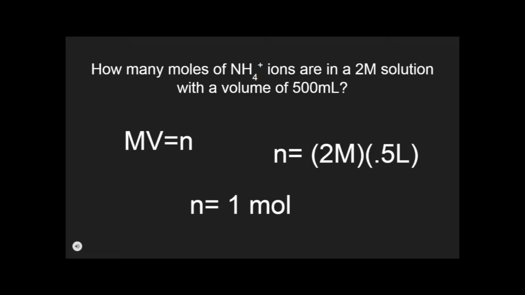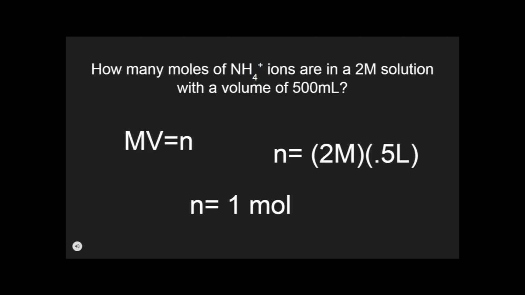Once again, you'll realize that I've rearranged M equals n over V to something else. Here it's molarity times volume equals the number of moles, because we could cross multiply, and that's what we would get. And then we just have to plug in. n equals 2 molar times 0.5 liters, and that will give us that the amount of moles in the solution is 1.